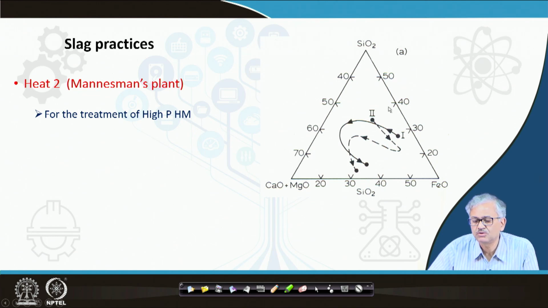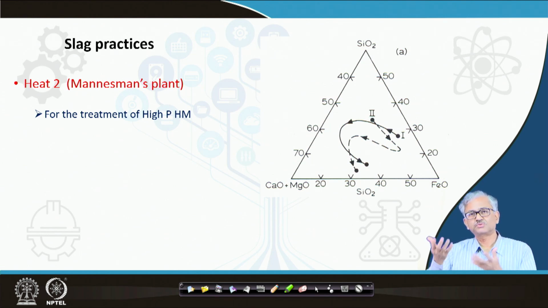For treatment of high phosphorus hot metal, there is a management plant in Germany. There they have the high phosphorus hot metal. Phosphorus is quite high, maybe of the order of 1%, okay. Then what type of slag? Carbon is only 4%, and phosphorus, in the previous case it was 0.1%, now it is 1% or more than that, very high phosphorus, and carbon is 4%.